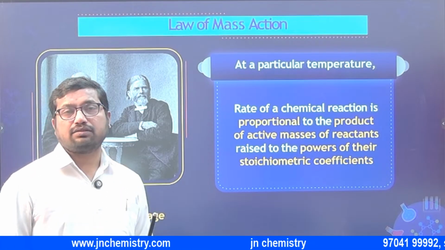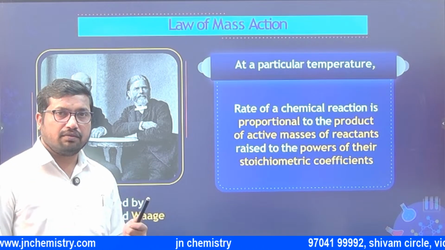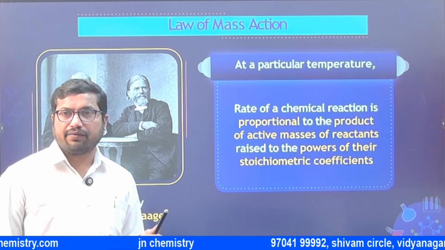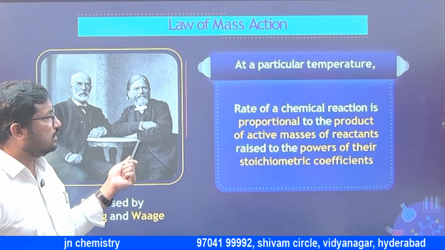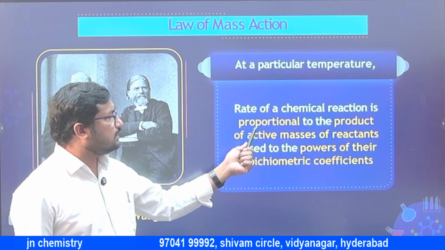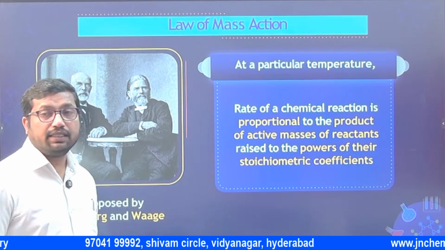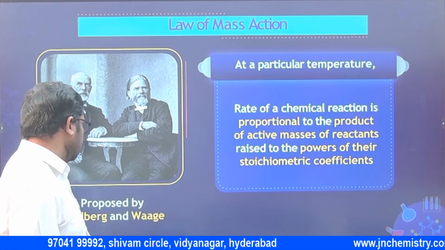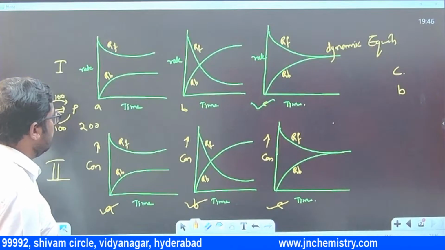For second year, in chemical kinetics also, it's coming once again. At the rate equation case, I'll explain this. What is the law of mass action? The rate of chemical reactions is proportional to the product of active masses of the reactants raised to their stoichiometric coefficients. Simply, I'll tell it like this.